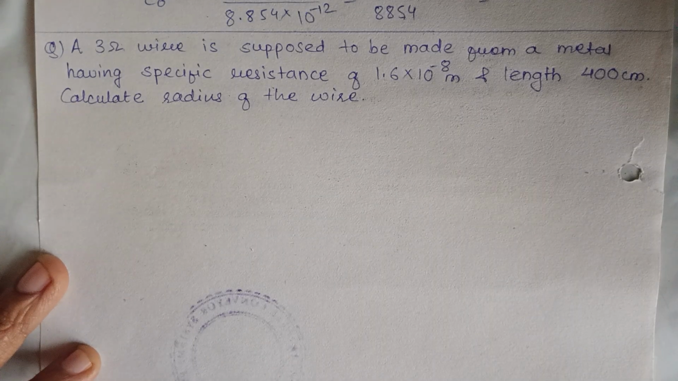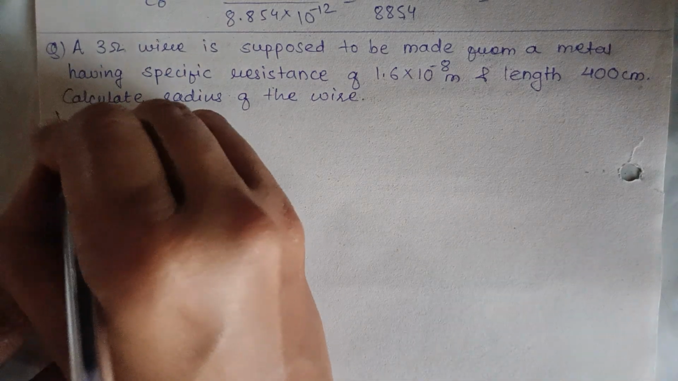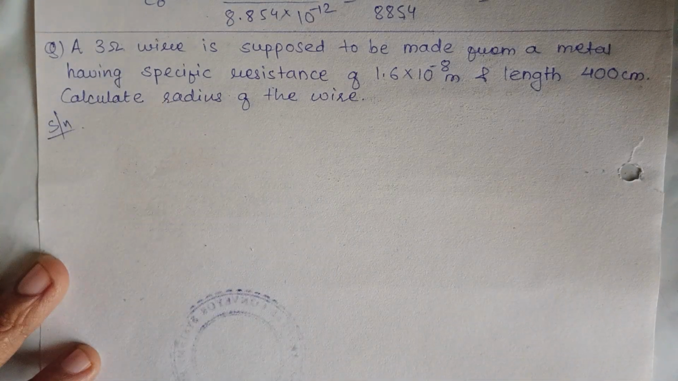Next question. A 3 ohm wire is supposed to be made from a metal having specific resistance of 1.6 into 10 raised to minus 8 meter and length 400 centimeter. Calculate radius of the wire. Okay. So how do we write radius in terms of specific resistance?